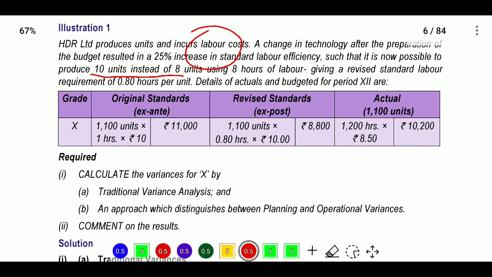So in material, what we have seen is three categories: traditional variance, operational variance, and planning variance. In traditional variance, we see based on original and actual. Operational variance means revised standard and actual, and planning variance means original standard and revised standard. Same like that, here also we will see.